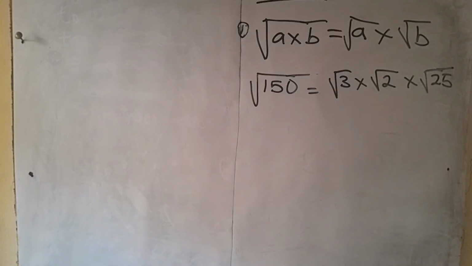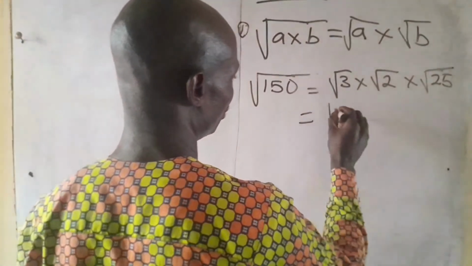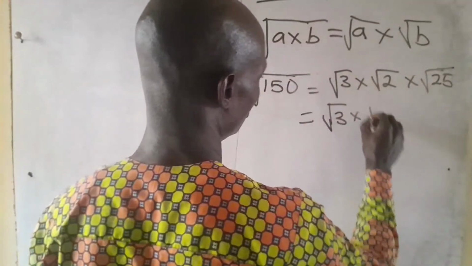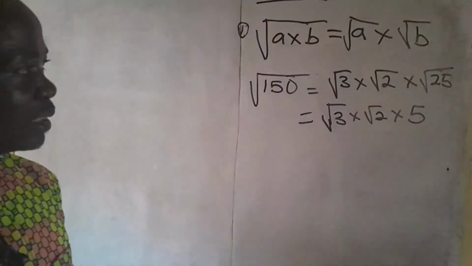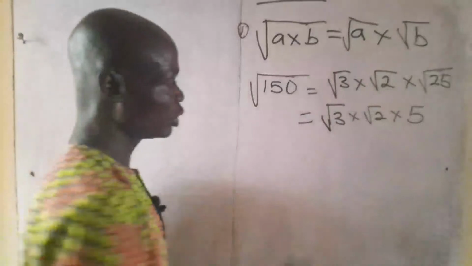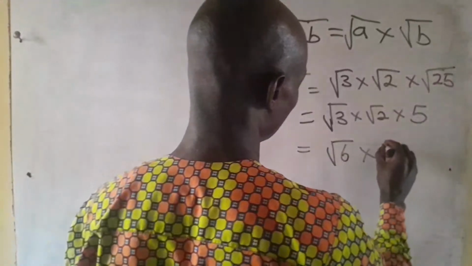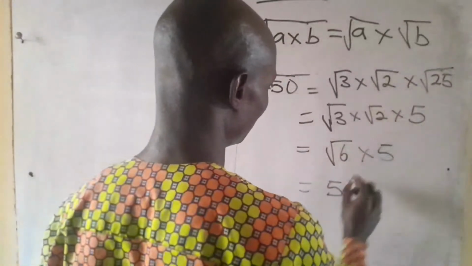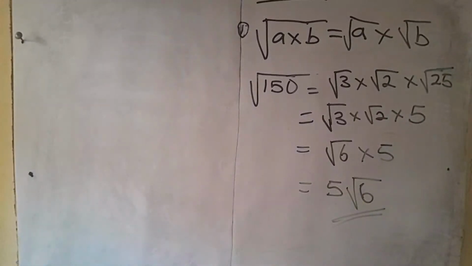All right. So in doing that, we can simply say surd root 3 multiplied by root 2 multiplied by 5, because root 25 is 5. So we can actually multiply this. When we multiply that, we have root 6 multiplied by 5, and that is going to be 5 root 6. And that gives us the answer here. So it is always easy doing that. So we can always solve that quickly.